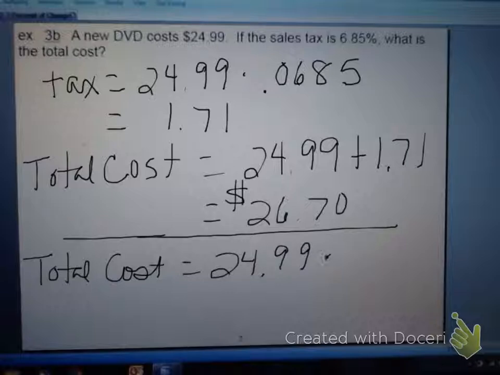by putting a 1 in front of the decimal, in front of the percentage rate. So it's 1.0685. So test that with your calculator and see that you get 24.99 times 1.0685, and you get $26.70. You can use this shortcut if you can remember it.